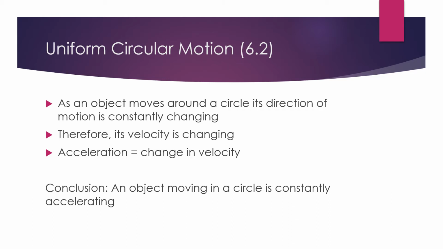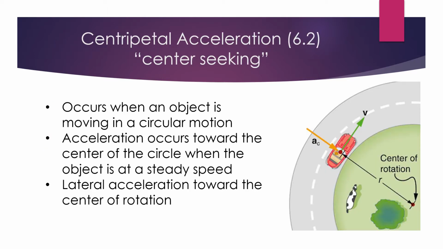So with the second half of Chapter 5, we're going to look at uniform circular motion. As an object moves around a circle, its direction is constantly changing, so its velocity is constantly changing. So when an object is moving in a circle, it's constantly accelerating. This is kind of a hard concept to grasp, so let's try looking at a picture to help describe the concept a little bit better.